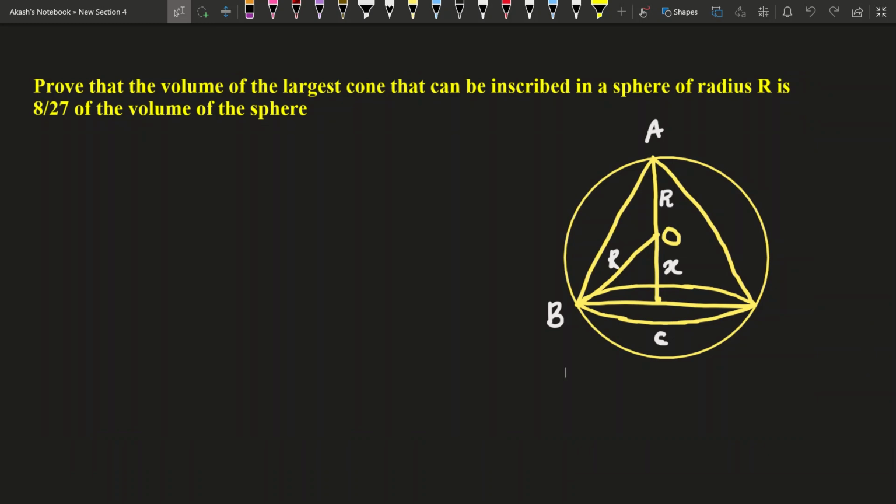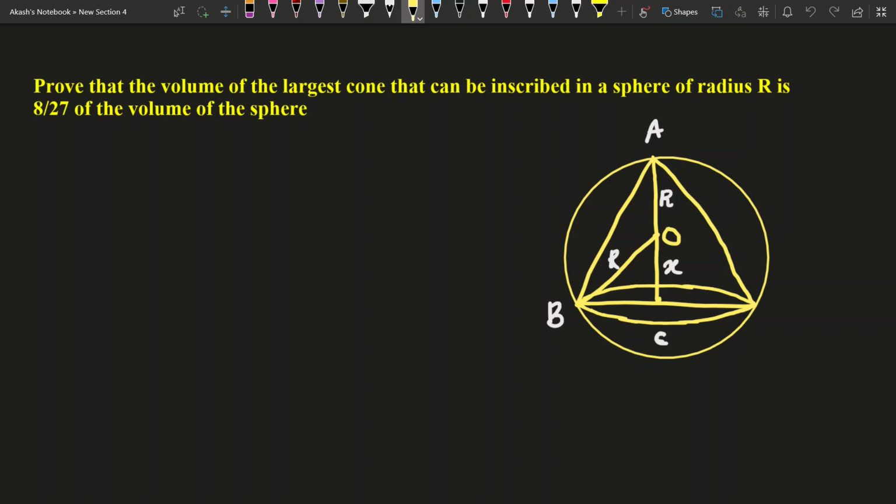The problem is from the NCERT Mathematics Class 12 textbook, from the chapter Applications of Derivatives, related to the concept of maxima and minima. The question is: prove that the volume of the largest cone that can be inscribed in a sphere of radius r is 8 by 27 of the volume of the sphere.